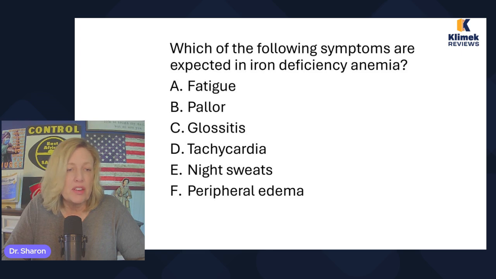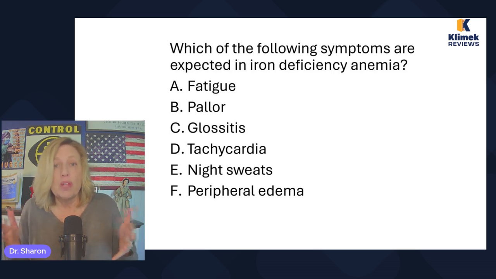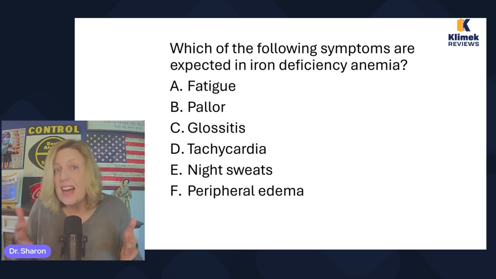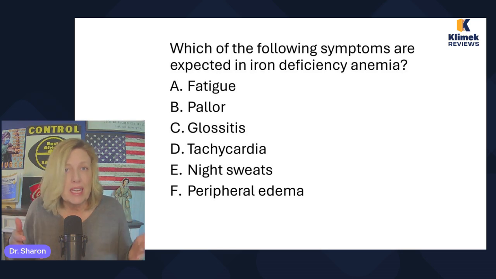Tachycardia is a symptom of iron deficiency anemia. Well, if they have less oxygen carrying capacity, if they're low hemoglobin, because anemia is low hemoglobin, they have less oxygen carrying capacity, and the body's going to try to make up for it by increasing heart rate, right, to get more blood out. So yes, tachycardia is a symptom really of any type of anemia.